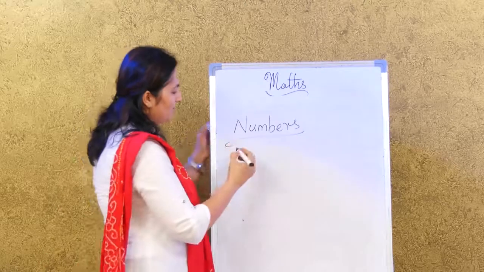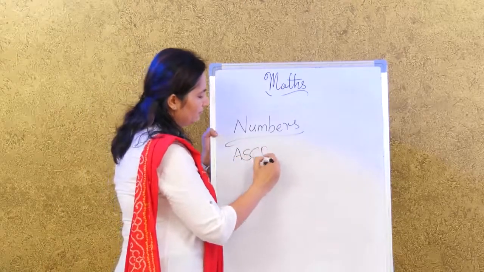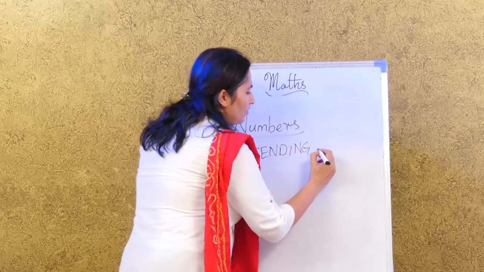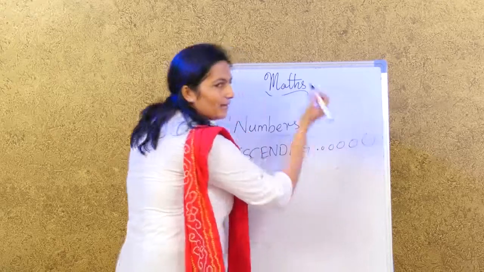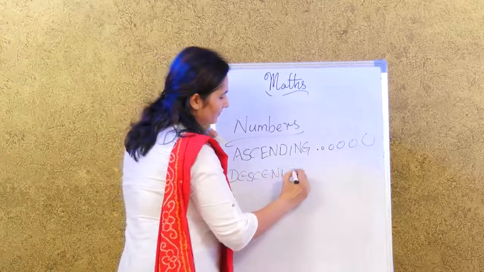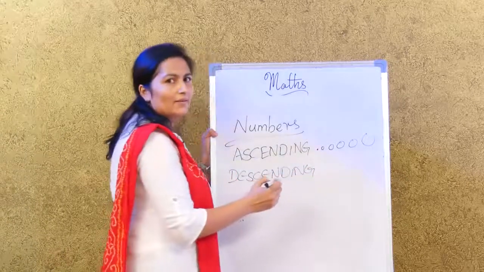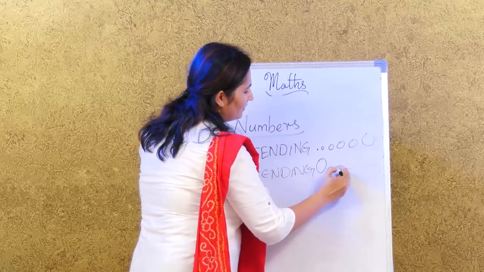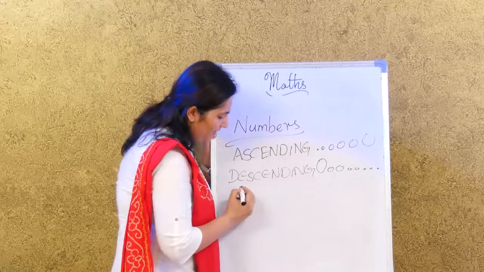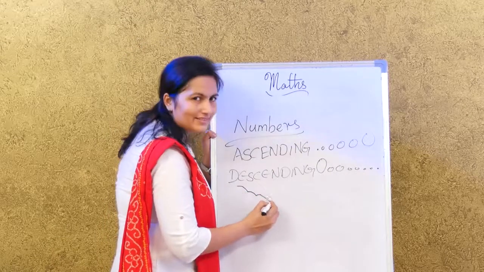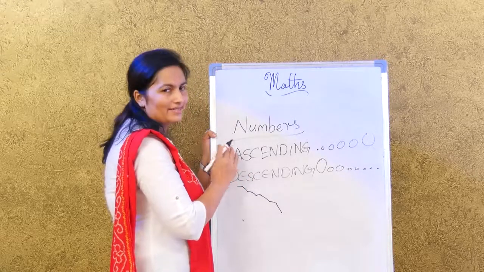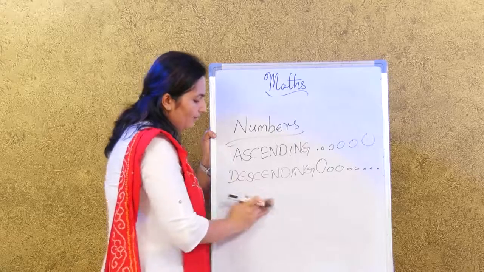Just going to brush up again: ascending, smaller to bigger; descending, bigger to smaller. Descending means you go down the stairs like that. Ascending is you go up the stairs like that. You can remember. All right.